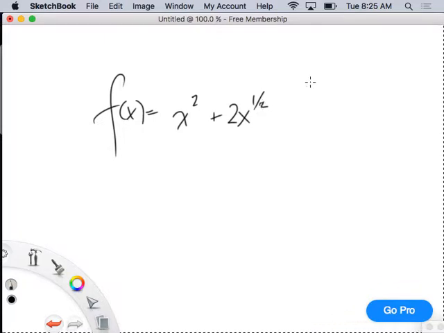Okay? X to the 1/2, remember, is the same thing as square root of x, right? But is this a polynomial? No. It's not a polynomial because that's not a whole number. A polynomial has to have whole numbers that are positive, right? Like 2, 3, 4, 5, 6. It can't be 0.8. It can't be 1/3. It can't be -6, right? In order for it to be a polynomial, it has to have positive whole numbers as the exponents. Does that make sense? Okay.